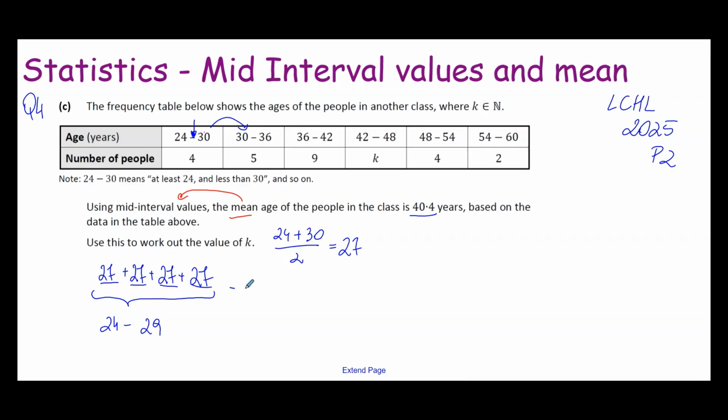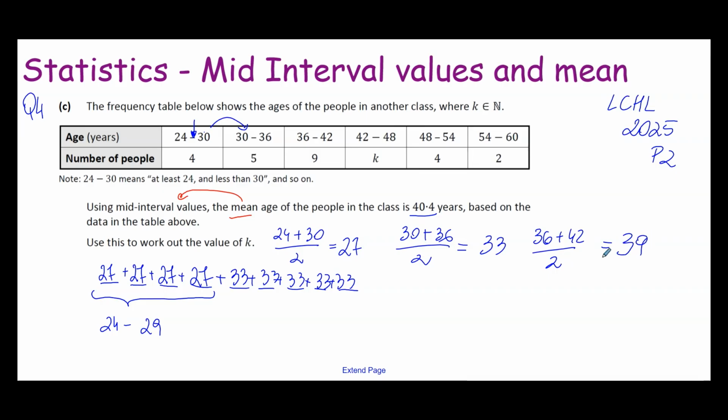And then I'm looking at the next one, 1, 2, 3, 4, 5 people. So again, I'm looking at what is the middle number there, and that middle number will be 33. So I say these 5 people, all of them are 33. And again, I will be adding them. Now, if I do it that way, it's going to take me a bit of time, so we're going to cut it short. We get the idea of how we do the mid-interval values. We just add, divide by 2, and we get our number.